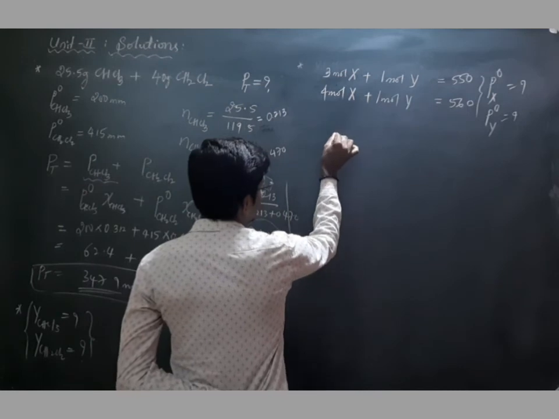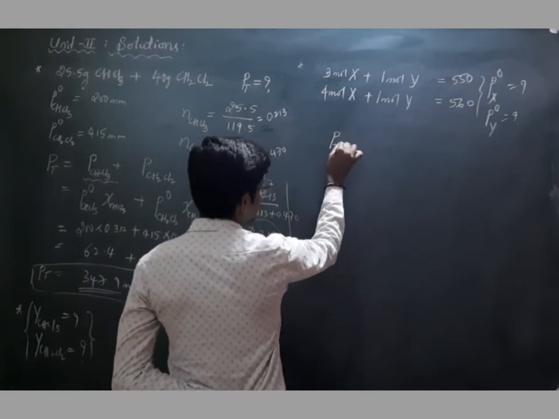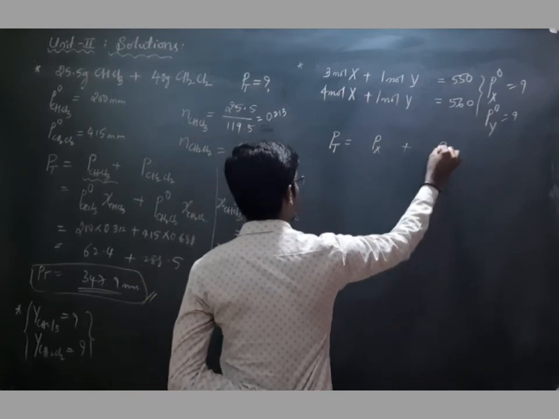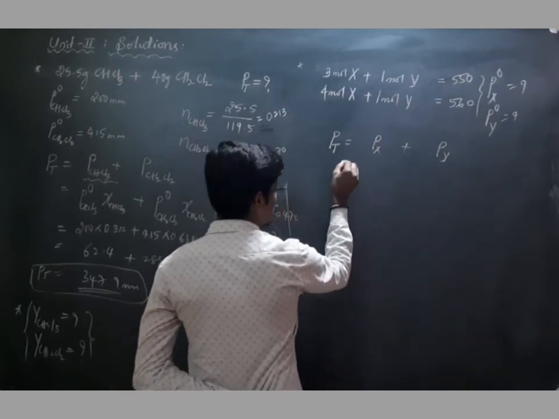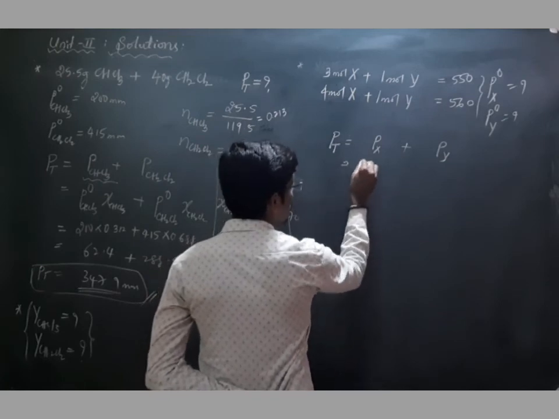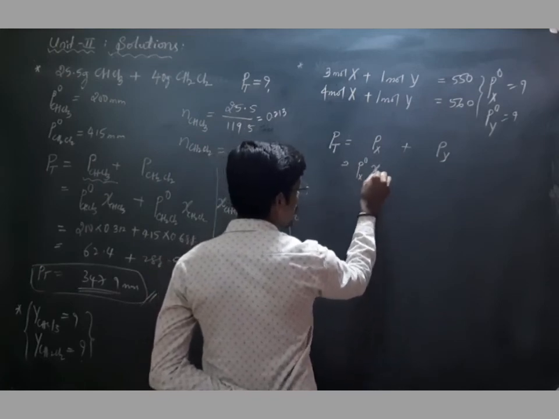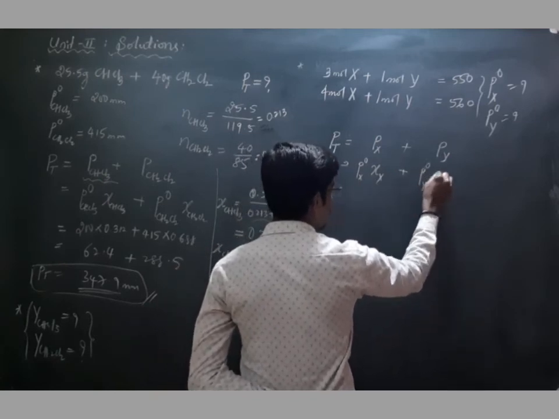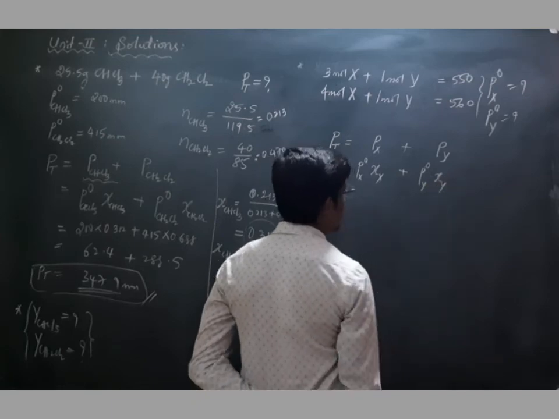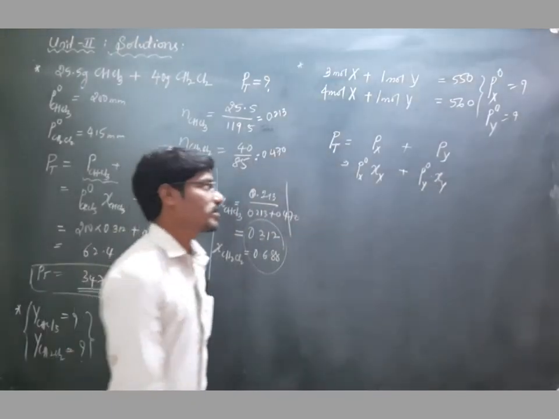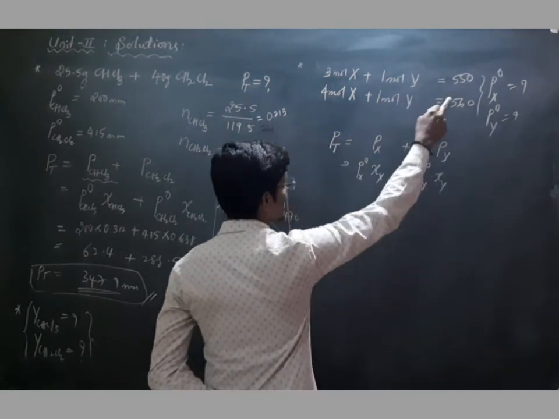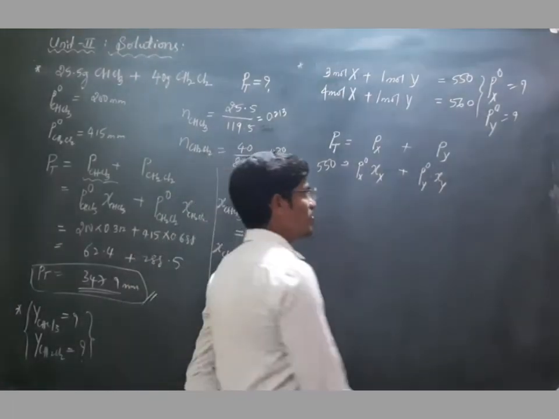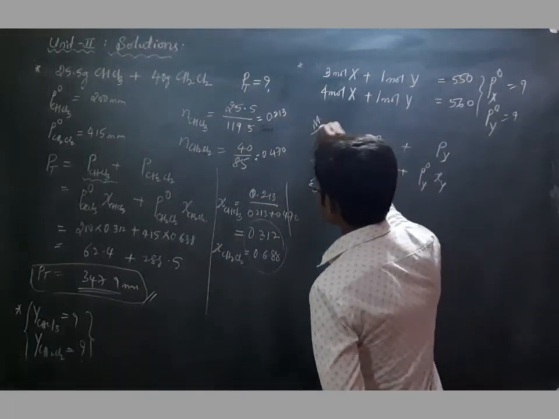So what is the formula? Total vapor pressure PT is equal to Px plus Py. According to the formula, PT is equal to P naught X into the mole fraction of X plus P naught Y into the mole fraction of Y. So the mole fractions we require. P naught is not known, but PT is given. In the first case, it is 550. So let us consider the first case.